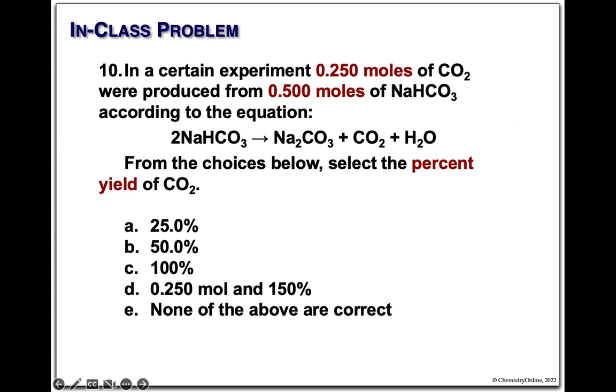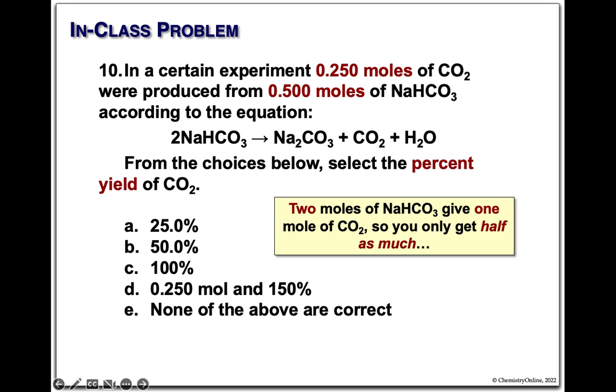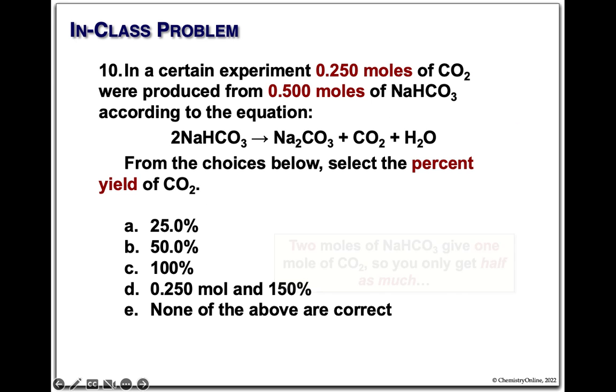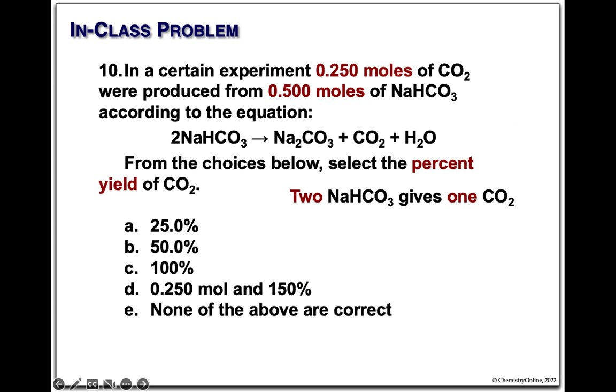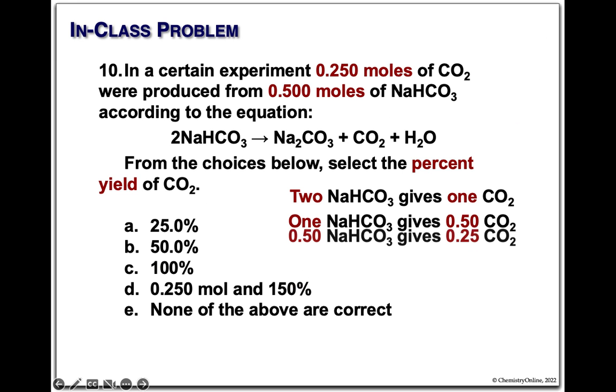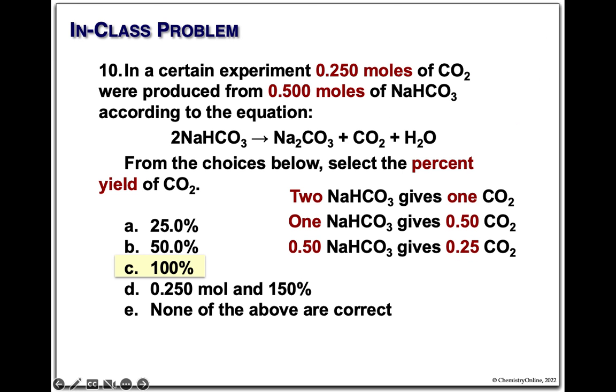Okay. Let's see. We get 0.25 moles of CO2 from half a mole of sodium hydrogen carbonate. Well, as I look at the stoichiometry here, 2 moles of this gives 1 mole of that, right? So, if we had 2 moles of this, we would get 1 CO2. 1 mole would give us half. 0.5 moles would give us 0.25. We have 0.5, we get 0.25. By George, that's 100%. Worked nicely.